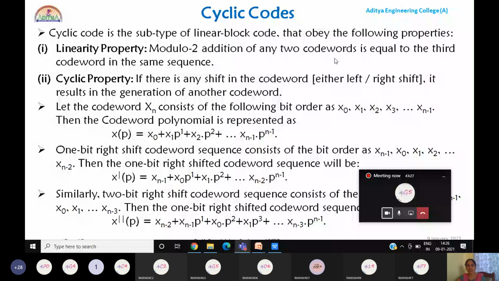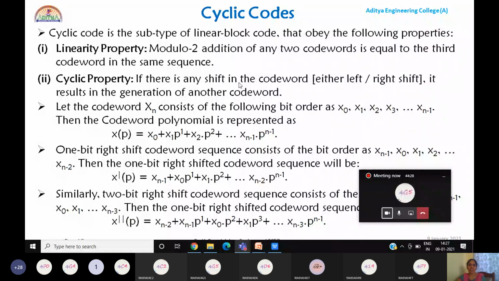If there is any shift in the code word, so a single bit shift, right shift or left shift, or single bit or double bit or n number of bits, it results in the generation of another code word. Let us see how it will be. For example, instead of a single shift, if there are n number of shifts, if we take a code word and shift it n times, then you will get the same code word. Okay, that is the cyclic property.